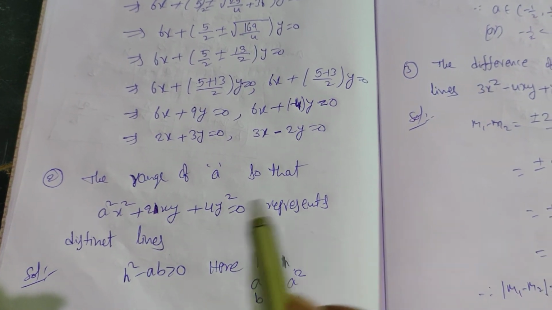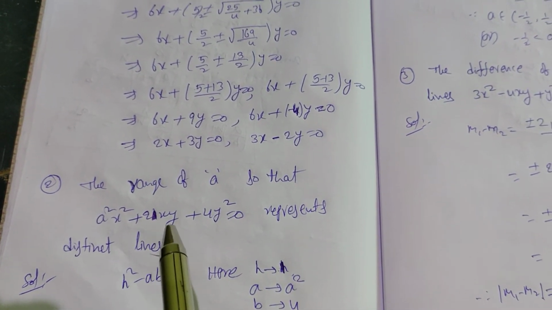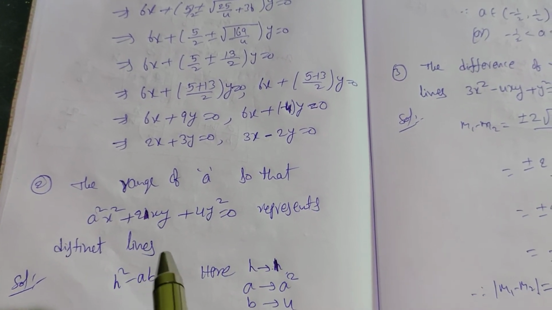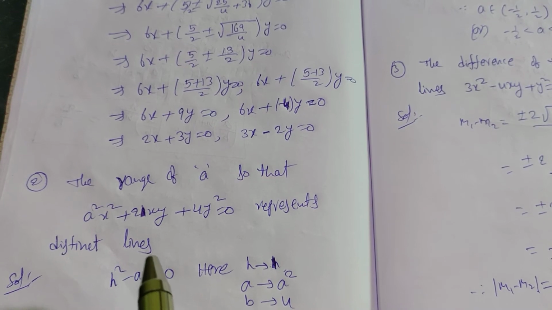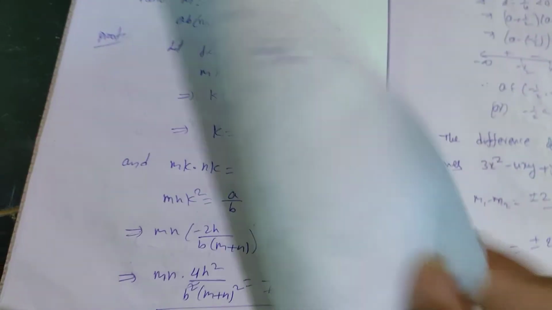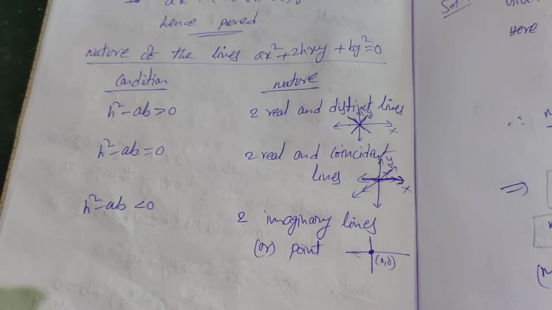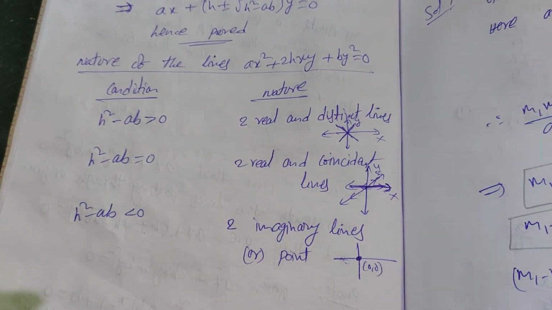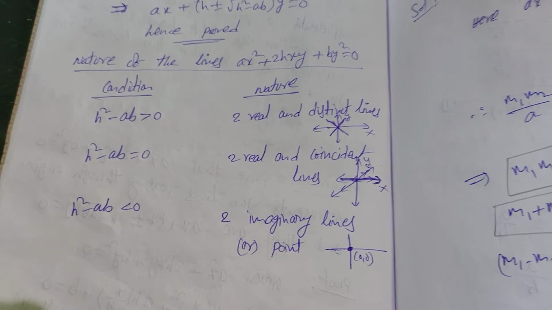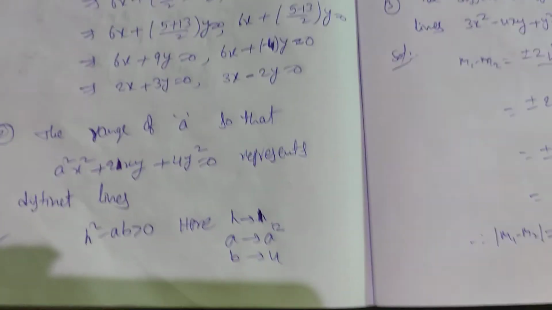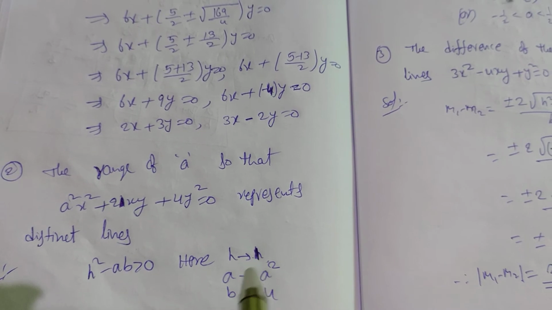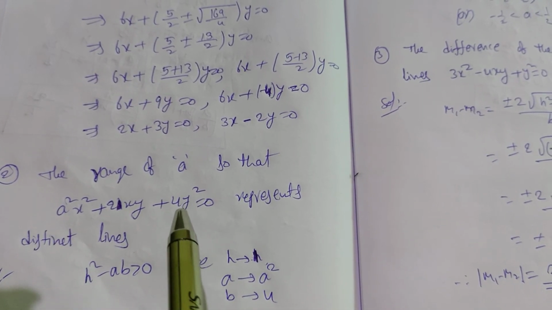Find the range of a so that a square x square plus 2xy plus 4y square is equal to 0 represents distinct lines. Represents distinct lines means what can you say? h square minus ab is greater than 0 according to this formula. h square minus ab is greater than 0 for real and distinct lines. If they mention distinct lines without real, we can say the same condition, h square minus ab is greater than 0. Okay, so here h is equal to 2 by 2, that is equal to 1, a is nothing but a square and b is nothing but 4.